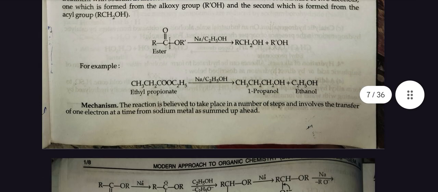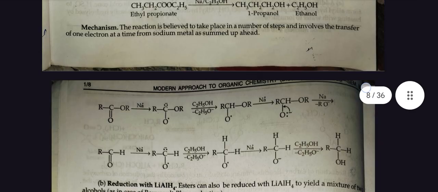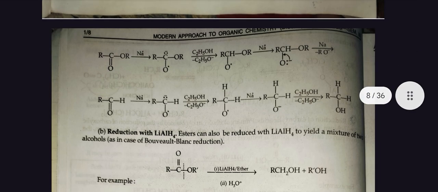Ester to alcohol. For example, ethyl propanoate in presence of Na, C2H5OH gives 1-propanol plus ethanol. Mechanism: this reaction is believed to take place in a number of steps, involving the transfer of one electron at a time from sodium metal, as summed up ahead. This is the mechanism.